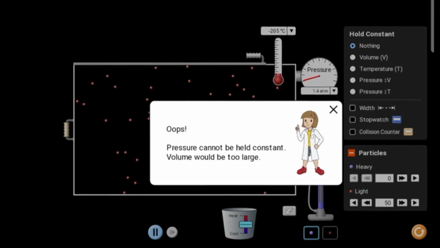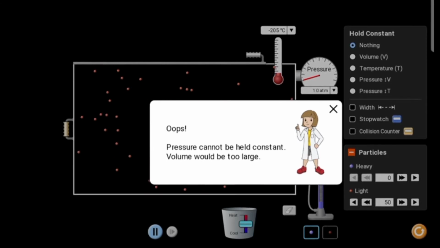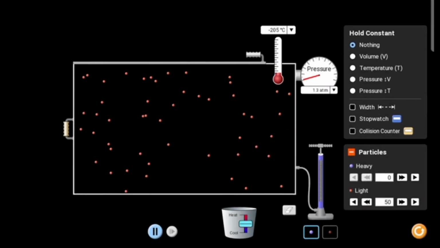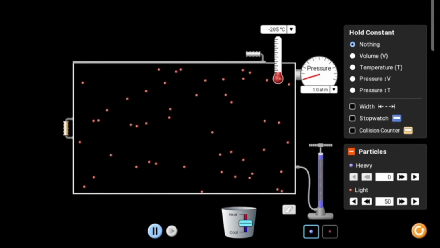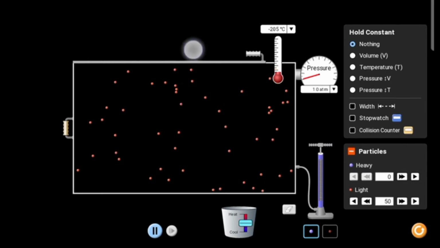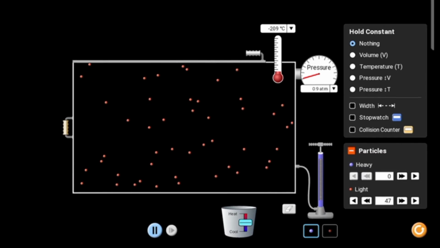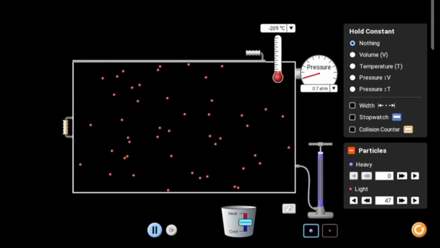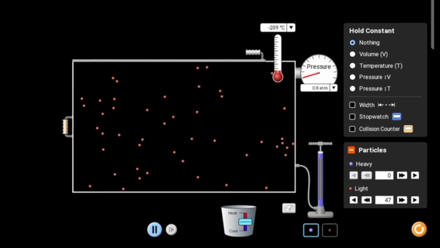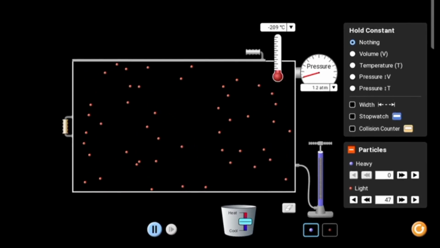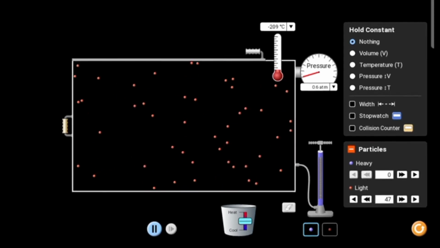Volume would be too large because of PV. If pressure is increased, this is Boyle's law. If pressure increases, the volume increases too. So this is already the limit. So if we increase the pressure, the volume needs to increase too. So in this case, we cannot increase the pressure, otherwise it would explode.